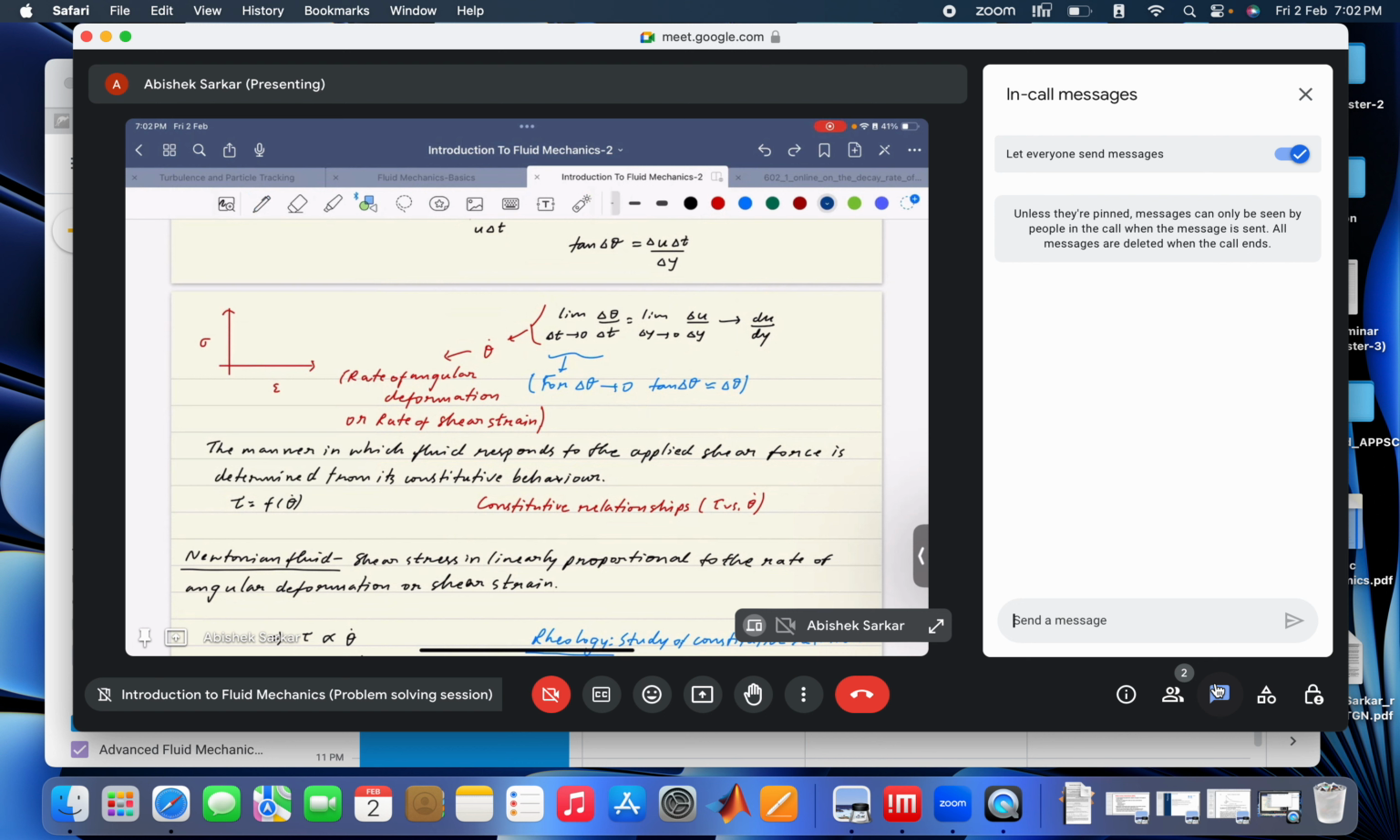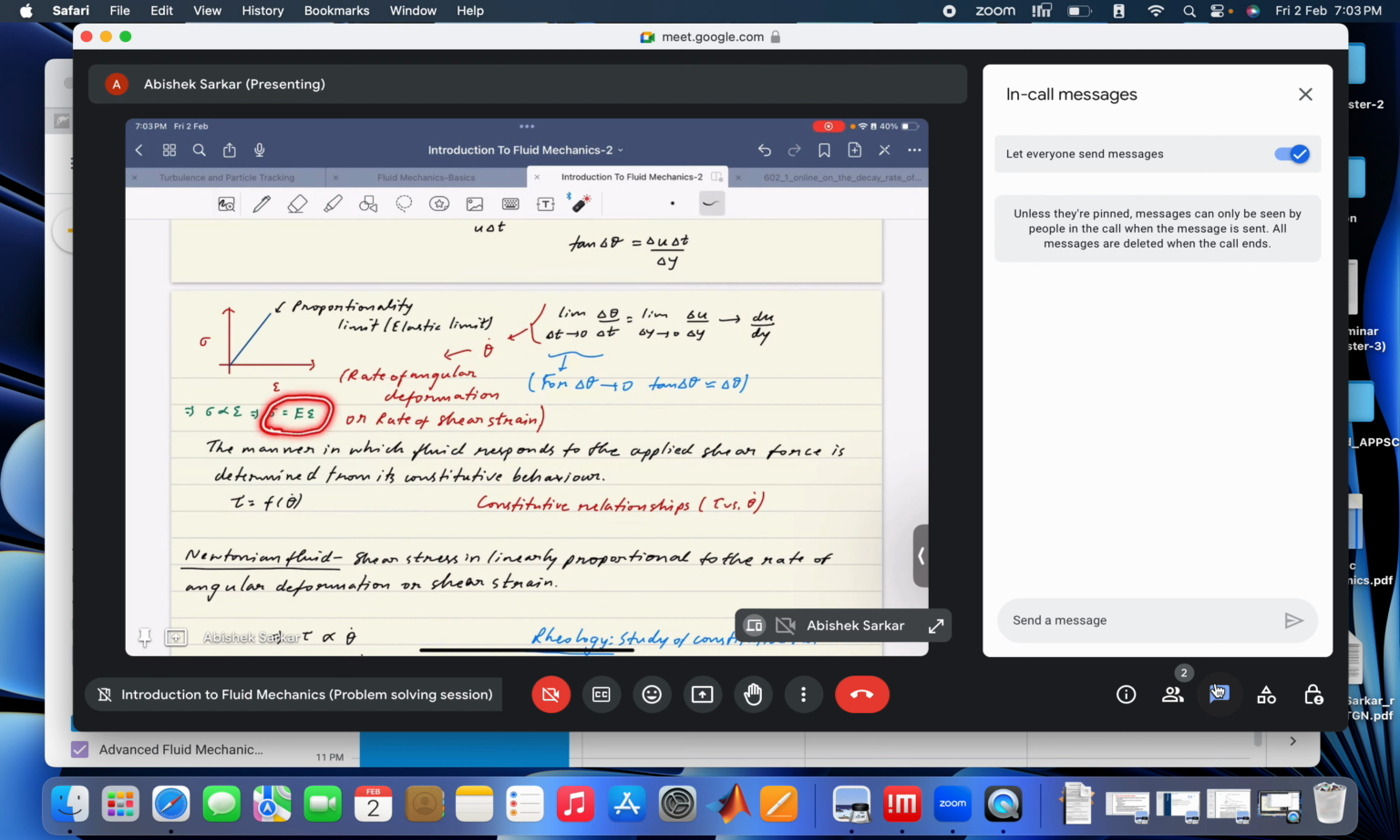Or in some books they define it up till the elastic limit, but the more precise definition is the proportionality limit. So I'll just write it. It states that sigma is proportional to epsilon. And again we just write it as sigma is equal to E epsilon, where E is the Young's modulus of elasticity. This relation between the stress and the strain is known as the constitutive relationship.